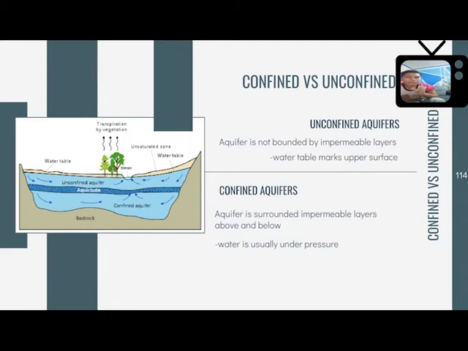Confined versus unconfined. An unconfined aquifer is not bounded by impermeable layers, while a confined aquifer is surrounded by impermeable layers above and below. So the difference between the two: in unconfined aquifers, the water table marks the upper surface, while in confined aquifers, water is usually underground under pressure.